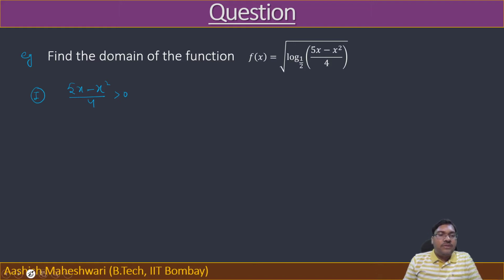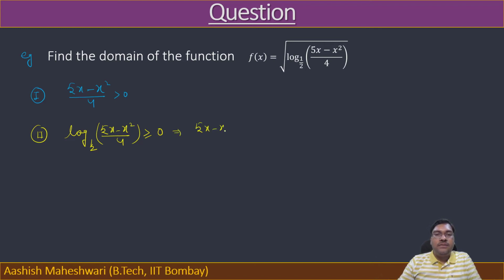Okay, now the second condition, you can see in the square root. In the square root we cannot have this quantity negative, otherwise this will become an imaginary quantity, square root of a negative. So this should not be a negative value. So you have to put a condition that log of 5x minus x square divided by 4 to the base half should be greater than or equal to 0. Correct? So from this you can say this is 5x minus x square divided by 4.